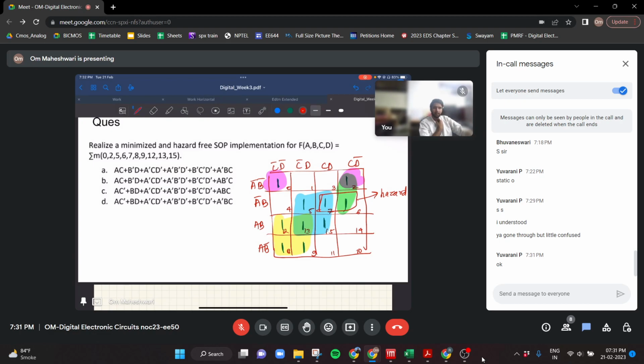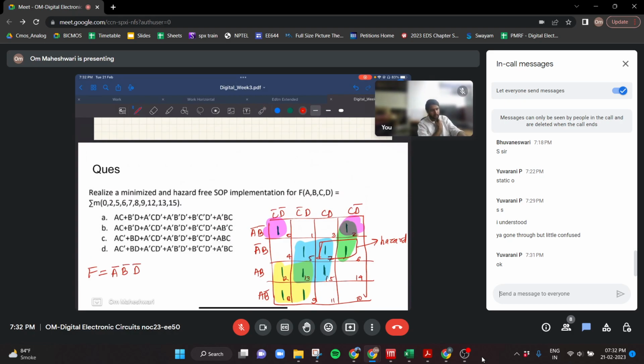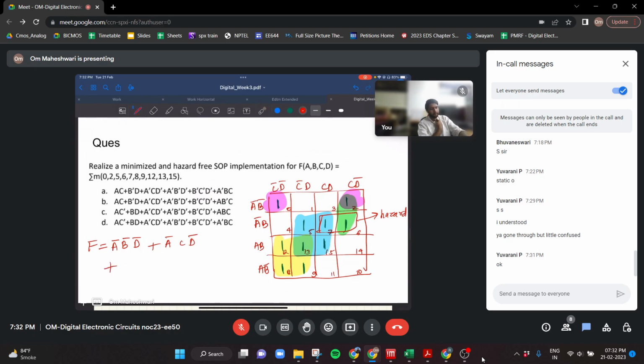Okay. So let me just first write what I would have written. F would be, if I take this one, A bar, B bar, D bar, right? A bar, B bar, D bar. Then if I take this one, it is A bar, C, D bar, plus this group, that is B, D, plus this group, this is A, C bar. Okay, great. So we have found one, two, three, four groups.